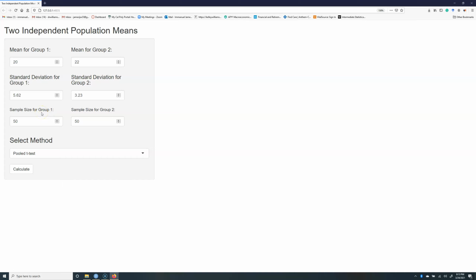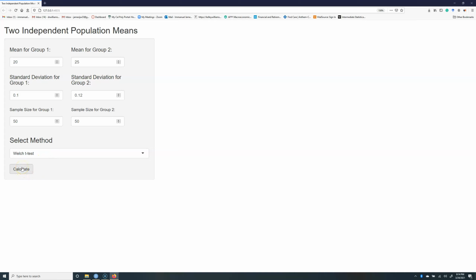And so we have to remember the primary purpose of the two independent population means test. It is to determine if two different population means are the same. So let's just be a little dramatic. Let's say that one group's population mean is 25 and the other one's 20. And let's be really dramatic. Let's say 0.1 and 0.12. And in terms of standard deviations, let's assume them to be different. That's the primary difference between the Pooled t-test and the Welch t-test.